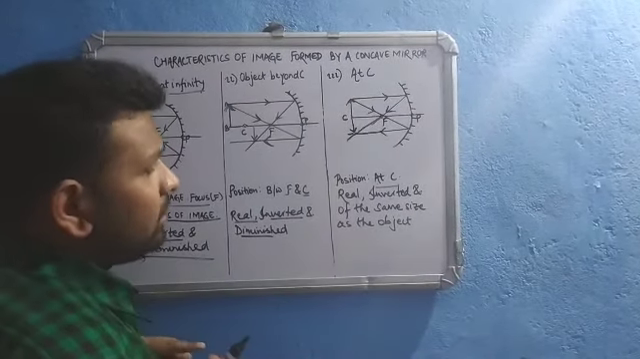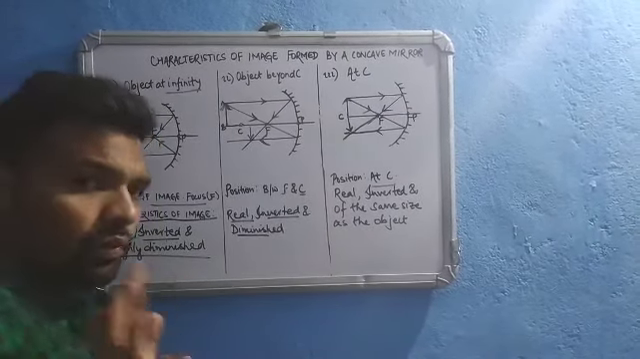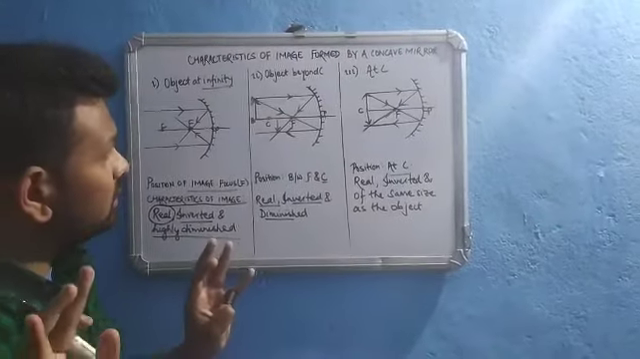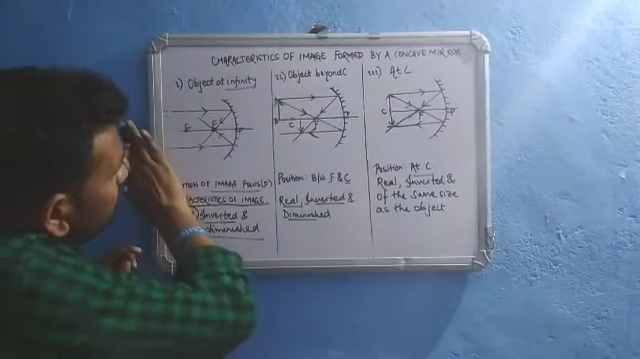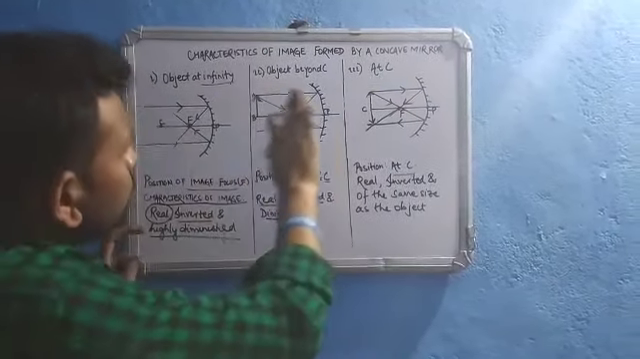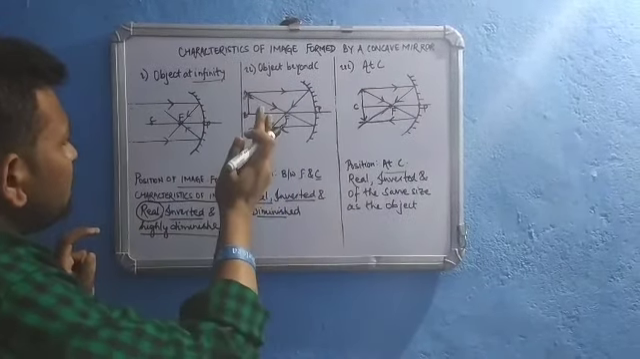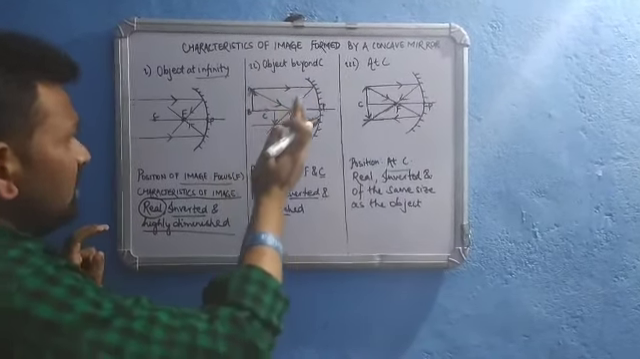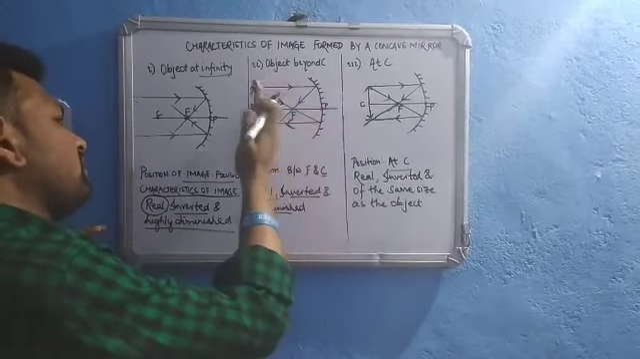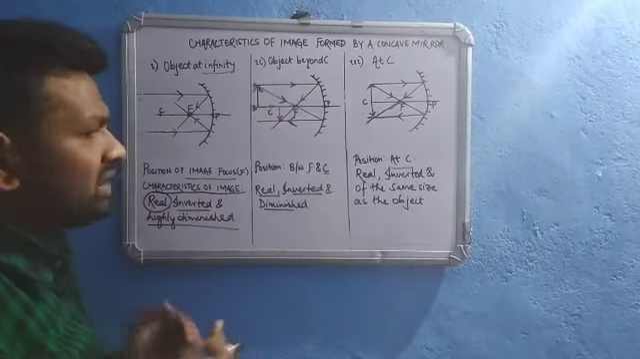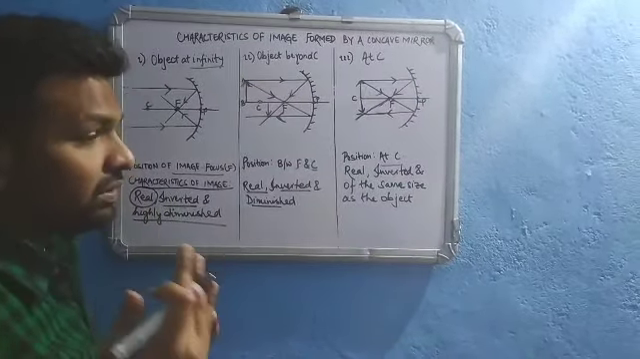Okay, it's neither diminished nor magnified. So what we are seeing here is that when we are bringing the object closer and closer towards the mirror, the image is getting farther and farther away. Obviously you have seen it in your plane mirrors also.